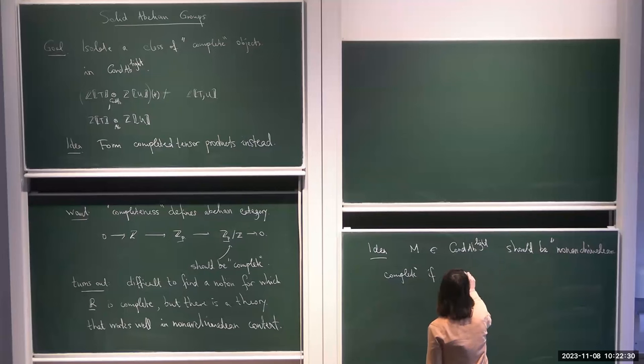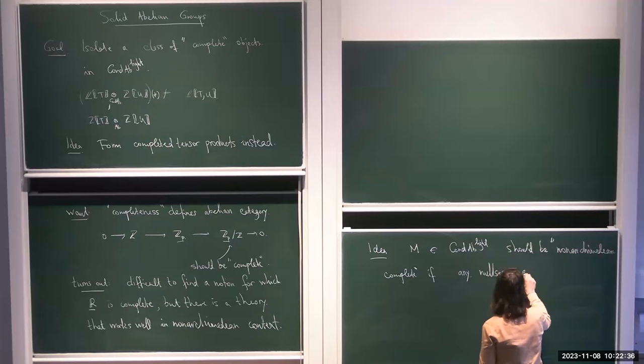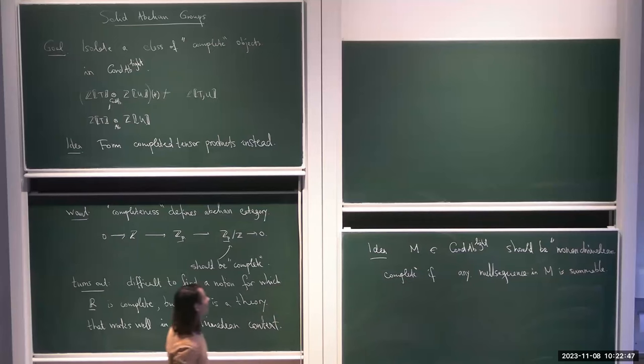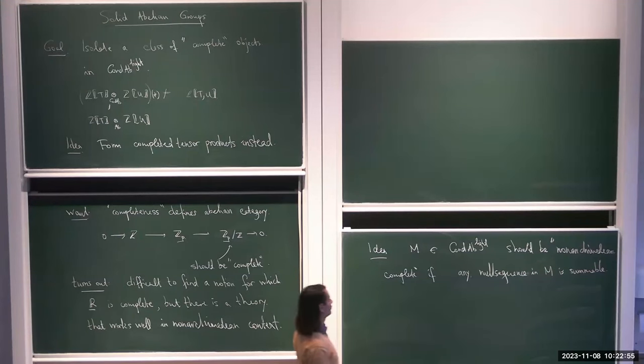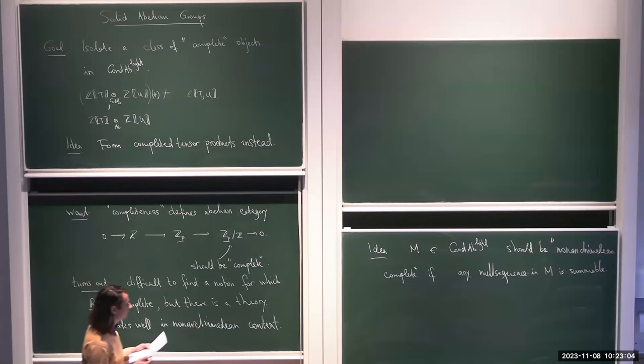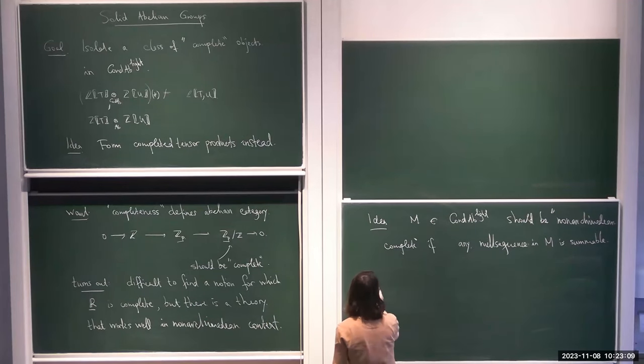if any null sequence in M is summable. So one basic nice fact in non-Archimedean analysis is that sequences are summable if and only if they go to zero. And you can just try to turn it into a definition. It turns out that this is actually a definition that makes very good sense. So let me try to indicate how you formalize this idea. So here's a formalization of the idea.